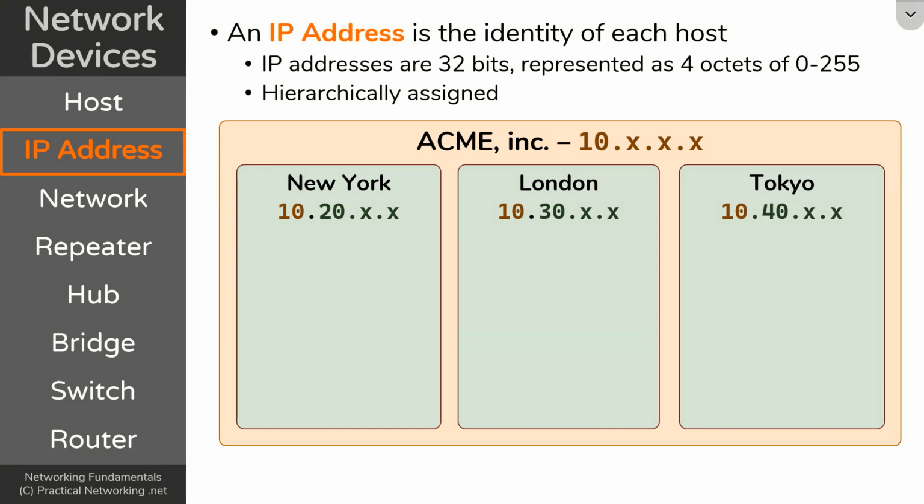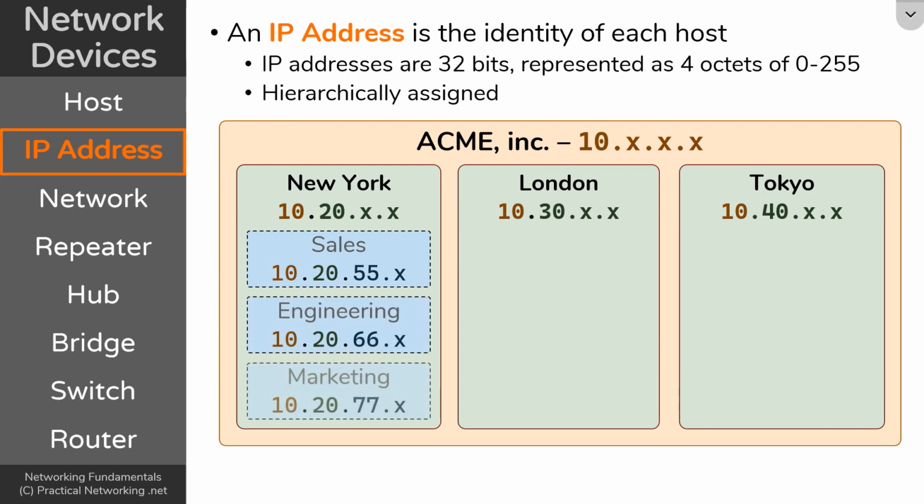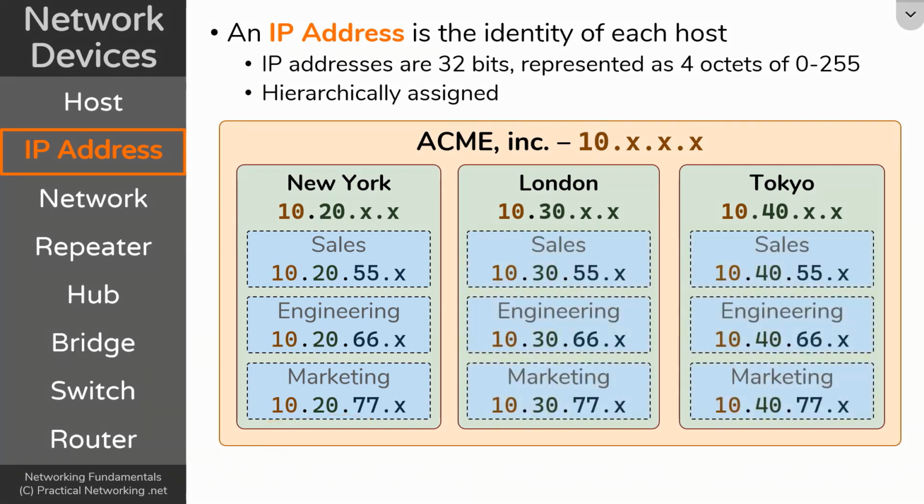Moreover, the New York office might have a few different teams. For instance, they might have a sales team, an engineering team, and a marketing team. And each of those teams would have their own dedicated IP address space. The sales team could have everything that starts with 10.20.55. The engineering team would have everything that starts with 10.20.66, and marketing would have 10.20.77. The London and Tokyo offices probably have those same teams as well, but each of their IP address space is going to start with the prefix for that particular location.